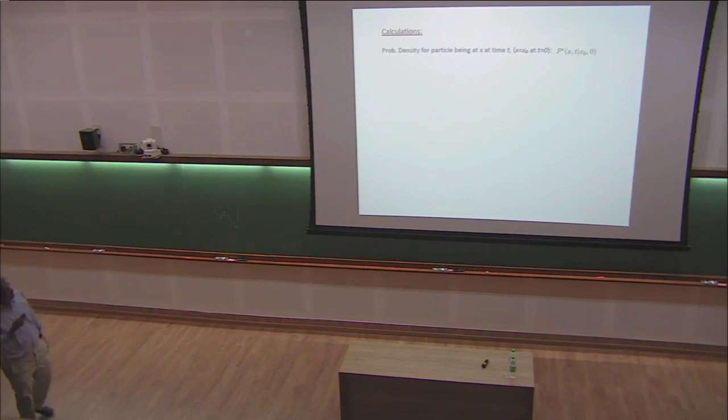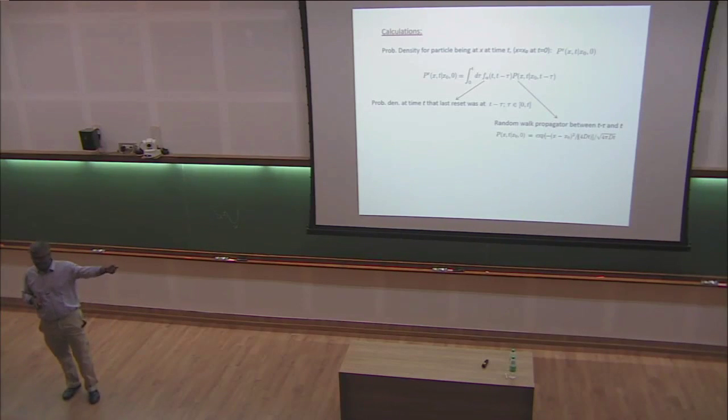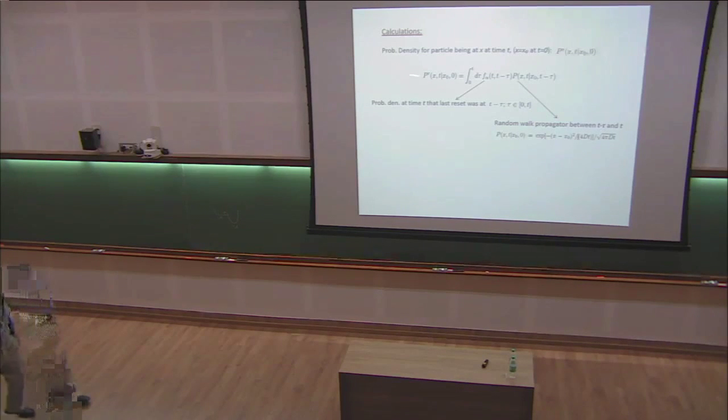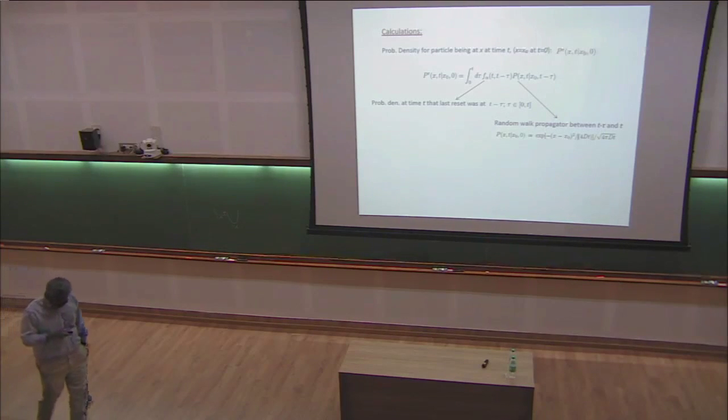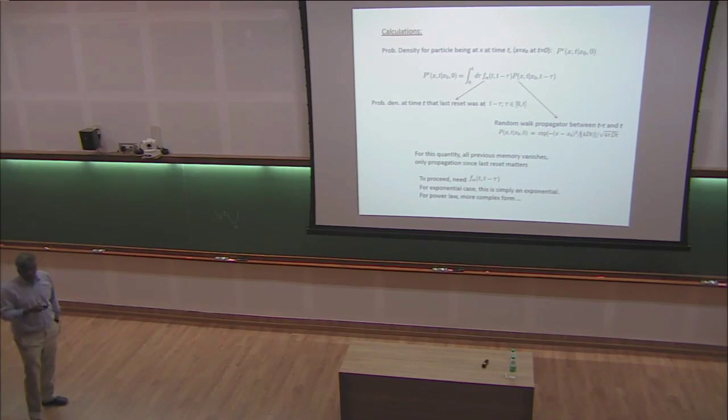So one thing that we have done is calculate where do you find the particle at time t? And what it requires is that, so this is a process in which you lose all memory of what happened before the very last reset from this time. So what you should know is when was the last reset, and then from then on it's just a simple random walk propagator. And so one has to know this quantity to calculate p of x. But then for a memoryless process, for an exponential thing, this distribution is an exponential itself, but for a power law it takes a more complex form.